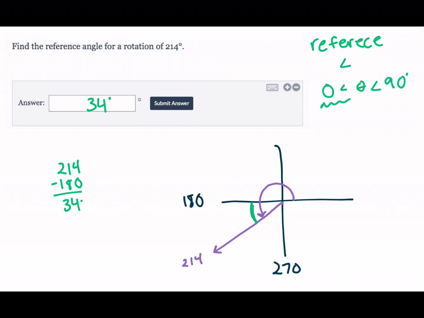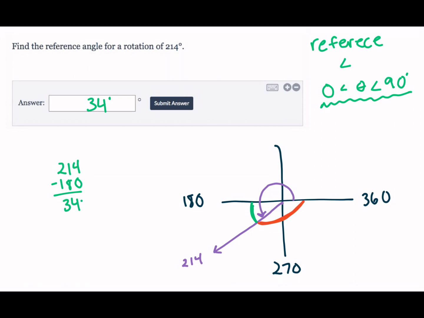Okay? So the reason I did 214 minus 180, that's what gave me my angle of 34 degrees. If you would have used 360 minus 214, if you would have tried to find this angle over here, it would have given you an angle way too big. The reference angle always has to be between 0 and 90. So you find the terminal side and then find how far away it is from the x-axis. So this one happened to be 214 minus 180.